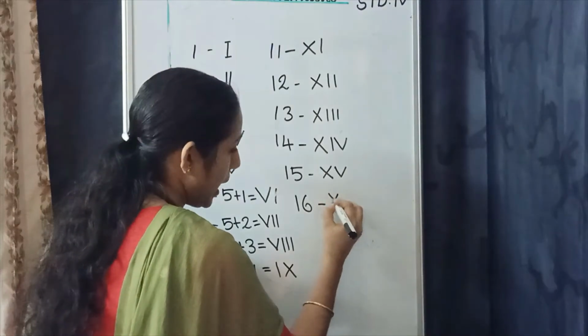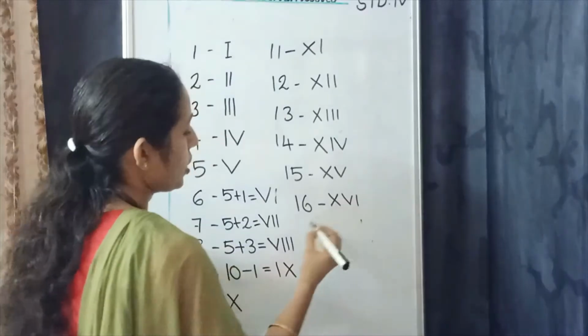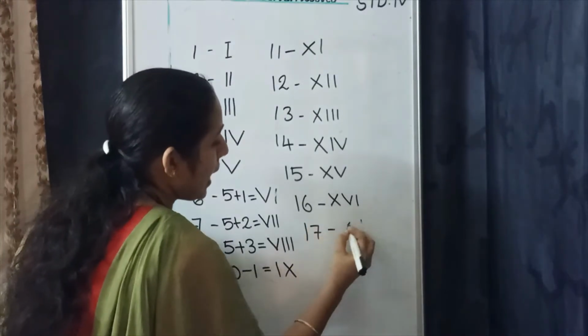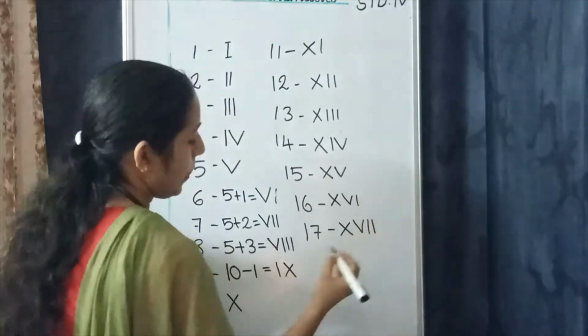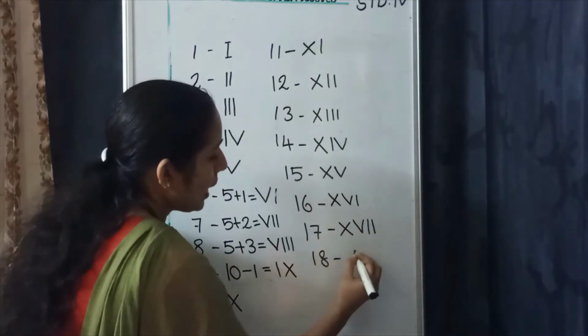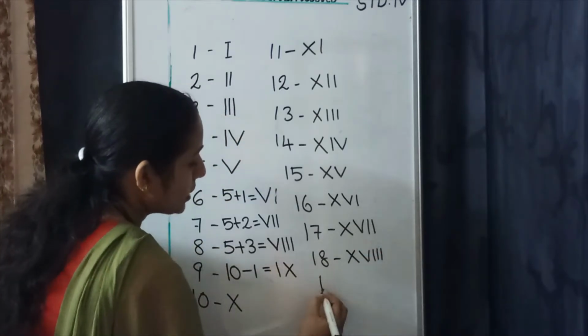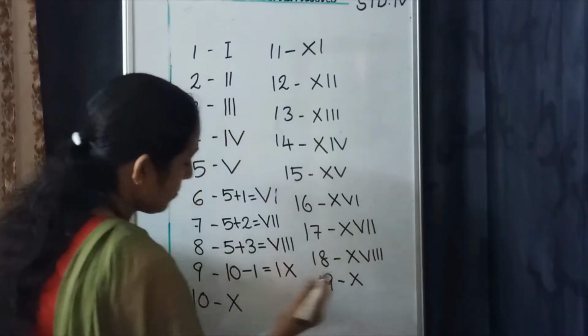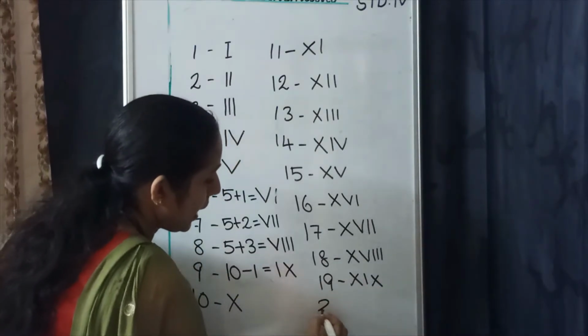16 means X, and what is 6? VI. So 16 is XVI. 17 is XVII. 18 is XVIII. 19 is X, and what? IX. So XIX. 20 is XX.